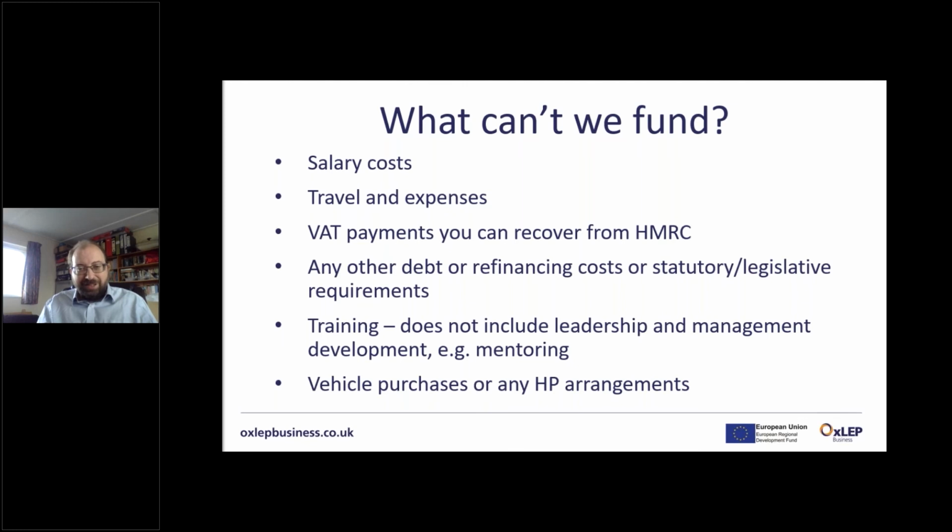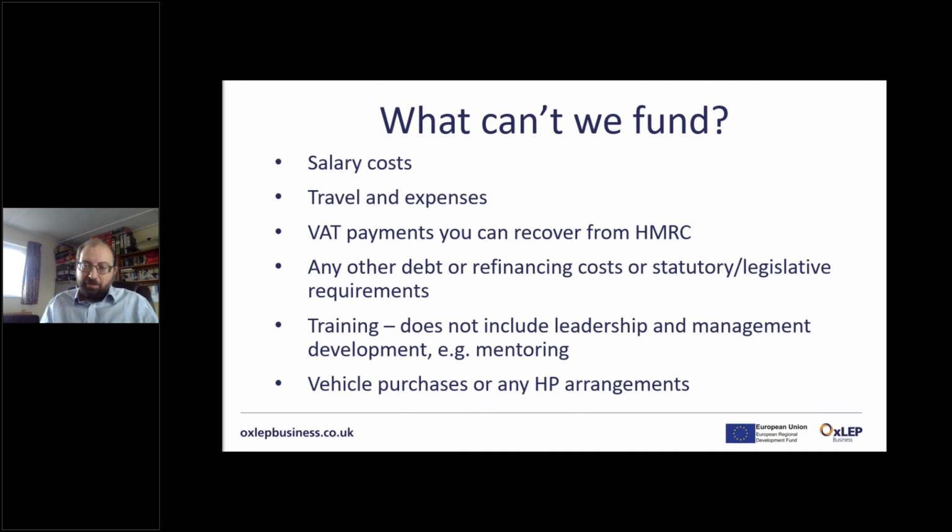We cannot cover debt or refinancing costs. So we can't cover any interest elements. So as it says below, no hire purchase. If you take out a hire purchase, that includes a loan repayment element, which has an interest cost to it. So that is not eligible.